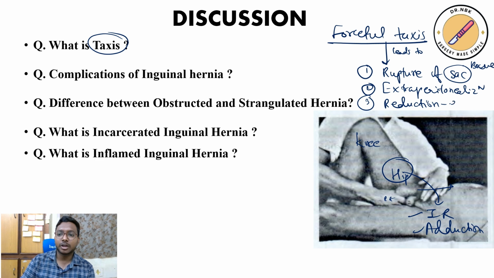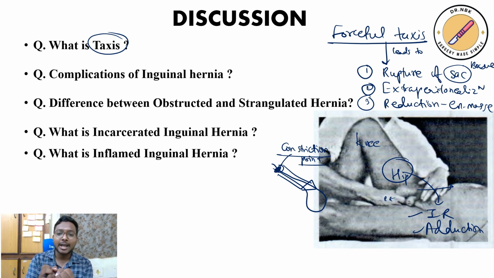What is the meaning of reduction en masse? If you try to reduce it forcefully, let's say for example, if this is the deep ring and this is the superficial ring and inguinal canal, if you try to reduce the hernia forcefully, here at the level of deep ring, there may be a constriction point present. So if you try to reduce it forcefully, the entire sac will go into the peritoneal cavity with the constriction point being intact. So it will lead to gangrene of the content in the future days. So it is very dangerous.